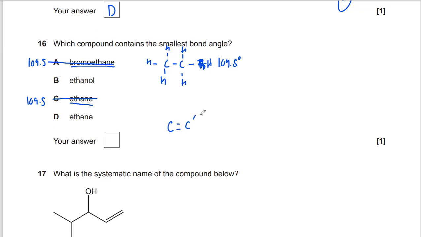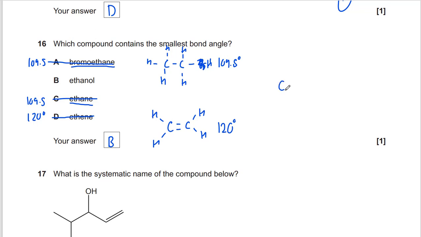Ethene, if we draw ethene, has a carbon-carbon double bond, which counts as one region of electron density. So this carbon has 3 regions, and therefore it's trigonal planar, 120 degrees. And the same goes for the other carbon. So that's 120 degrees. And remember, we're looking for the smallest bond angle. Because 120 is bigger than 109.5, it's not ethene either. So we know the answer is B, because it can't be A or C, because they're the same number. And if they were the same number, how could you have one answer?